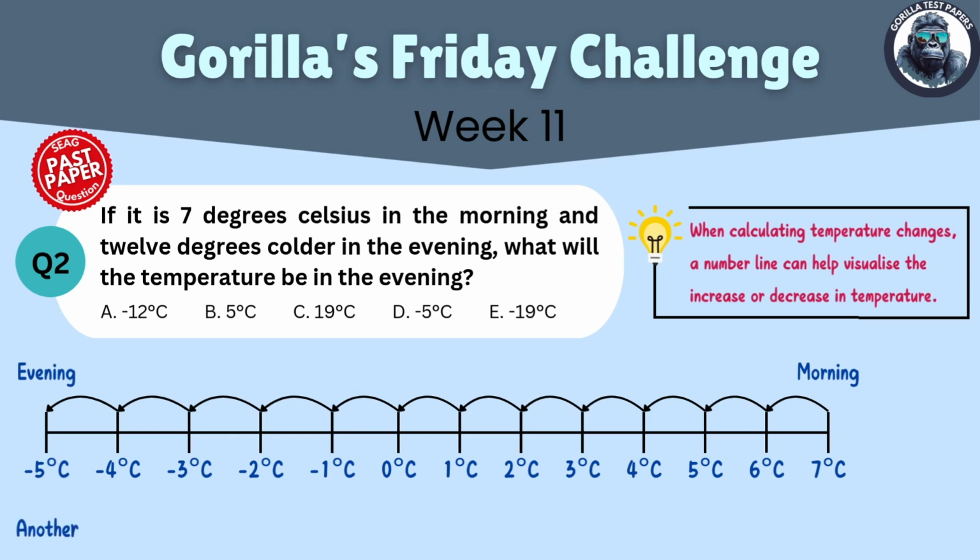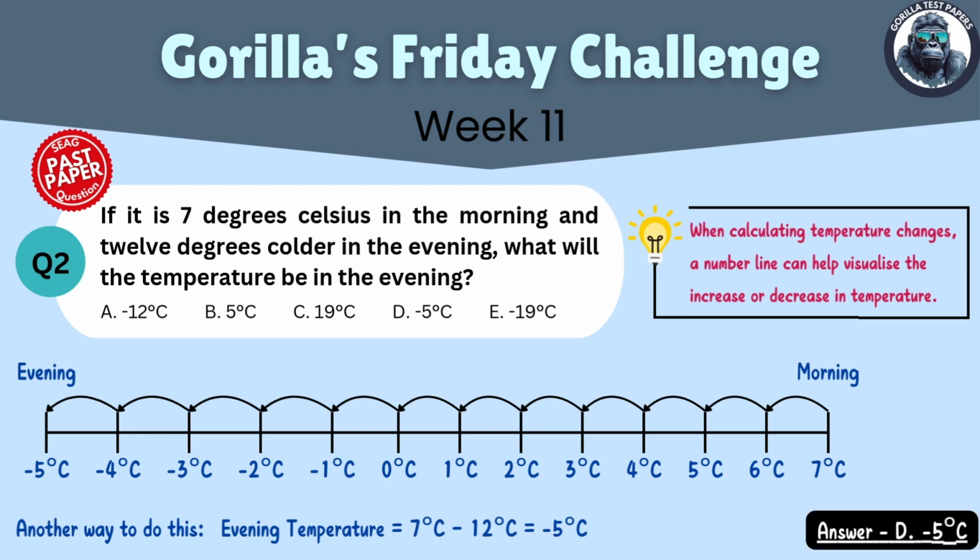Another way to solve this is by using subtraction. We can do evening temperature equals 7 degrees Celsius minus 12 degrees Celsius, which gives us minus 5 degrees Celsius. This is because we are subtracting a larger number from a smaller number, which results in a negative number. So therefore, the temperature in the evening will be minus 5 degrees Celsius. This is the answer for this question.